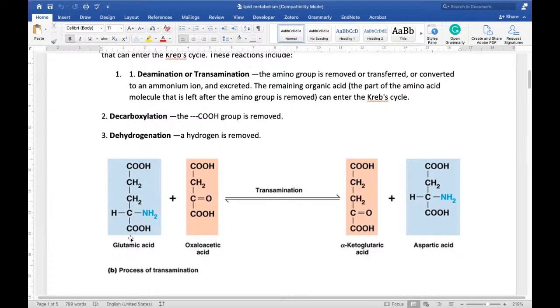So you have glutamic acid in the presence of oxaloacetic acid, and transamination will happen. Transamination means an amine group is changed. The amine group from glutamic acid goes to oxaloacetic acid, making aspartic acid. The glutamic acid loses the amino group and itself becomes alpha ketoglutaric acid, forming a double oxygen bond. That's how the reactions change.